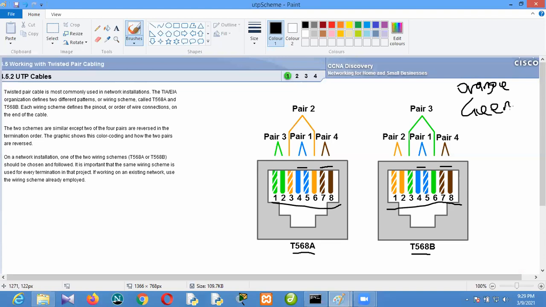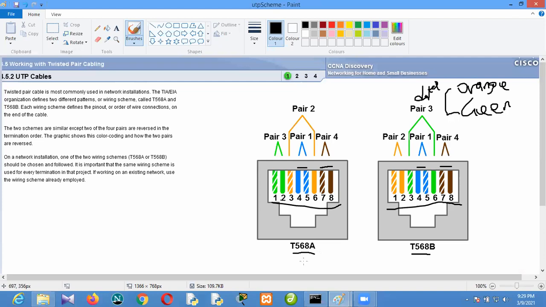We refer to these cables as data cables. You will understand more when I say data cable later on. These are the ones that carry data. When you are transmitting data from one point to another, the ones carrying data are orange and green. The other ones are for PoE. We'll talk about that later on.